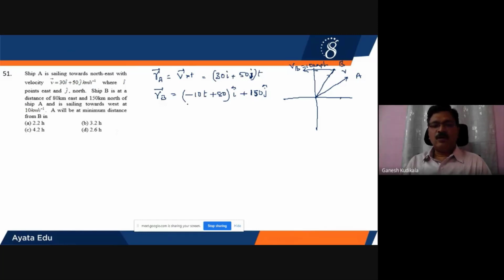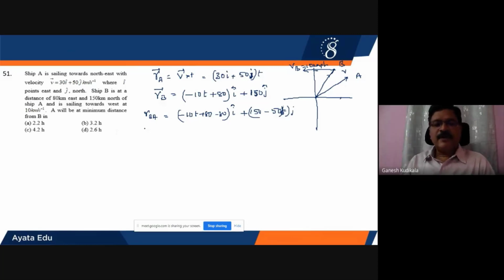so now, after knowing these position vectors, let us find out the position vector of B relative to A. So the position vector of B relative to A, from B I have to subtract A. Then I am getting minus 10t plus 80 minus 30t i cap. Similarly, regarding the y-axis, 150 is already there, minus 50 into j cap, whole multiplied by t, so 50t into j cap, because I am going to multiply with time.